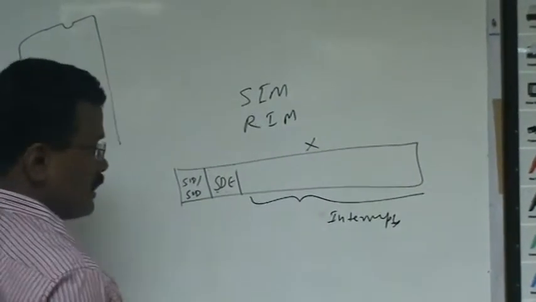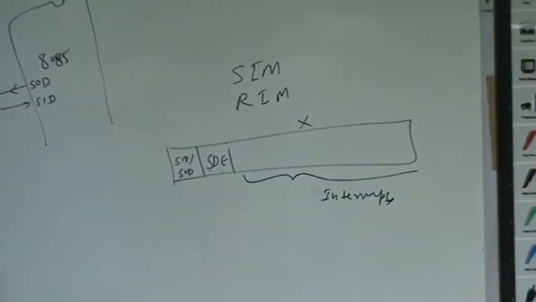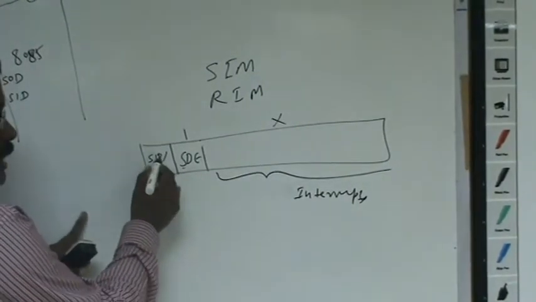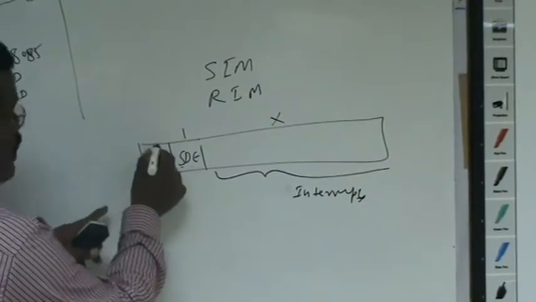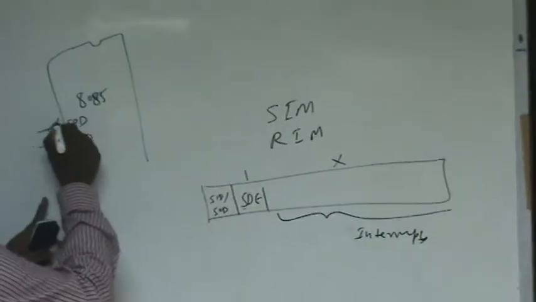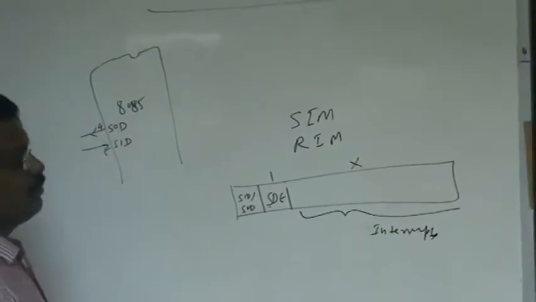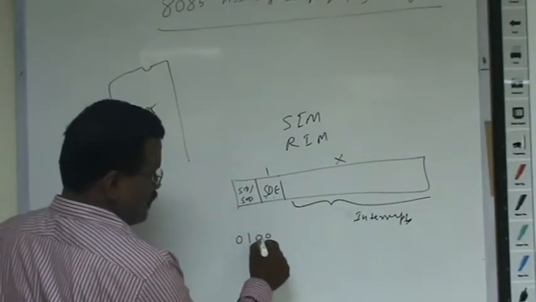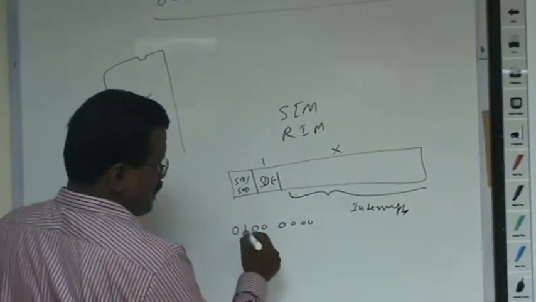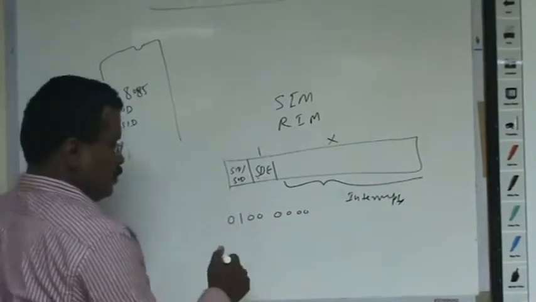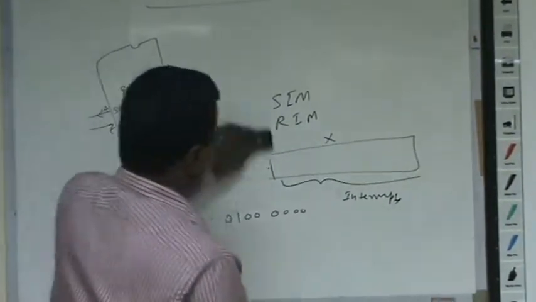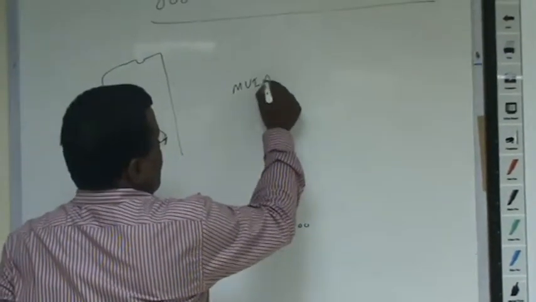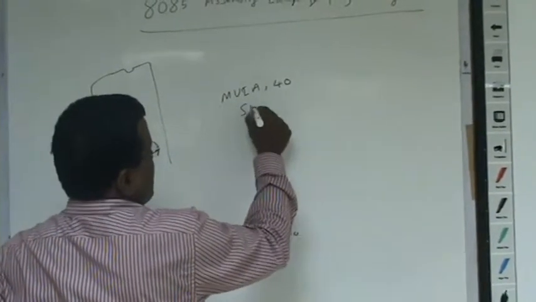Now whenever you execute SIM, if the value of the SDE bit is 1, the data available in the MSB of the accumulator, either 0 or 1, will be available on the 4th pin of the processor. This is the 5th pin. Now suppose I set it like this: 0 1 0 0, these bits are don't care, 0 0 0 0. Now the data is 40. Now we can write the program like this: move immediate A, 40, SIM.